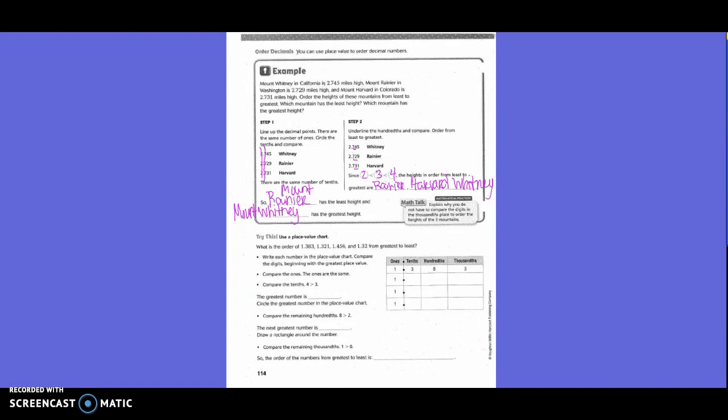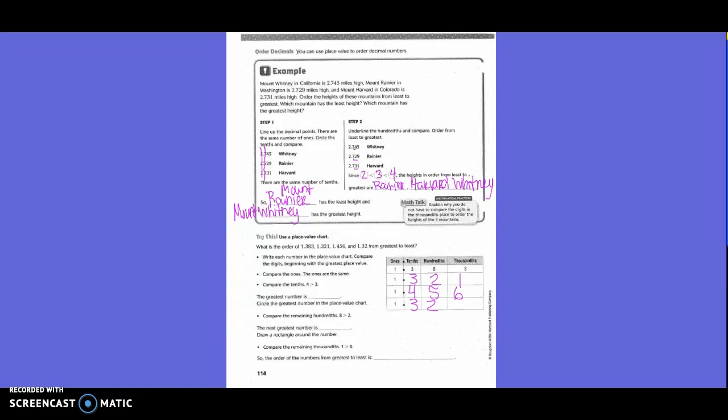So try this. Use the place value chart. What is the order of 1 and 383 thousandths, 1 and 321 thousandths, 1 and 456 thousandths, and 1 and 32 hundredths from greatest to least? Write each number in the place value chart. Compare the digits beginning with the greatest place value. So they already did the first one, right? Okay. Then we need to write 1 and 321 thousandths, 1 and 456 thousandths, and then 1 and 32 hundredths.